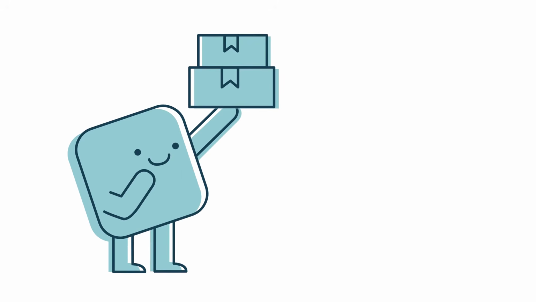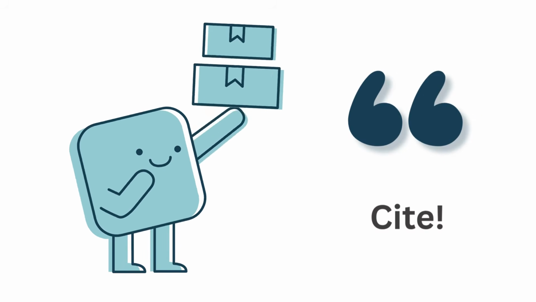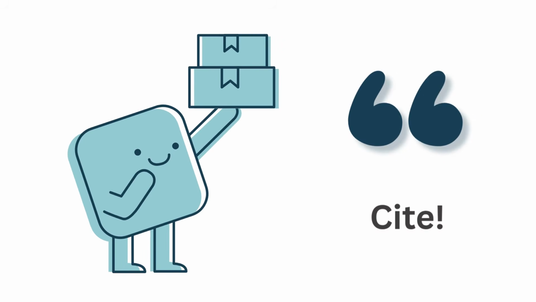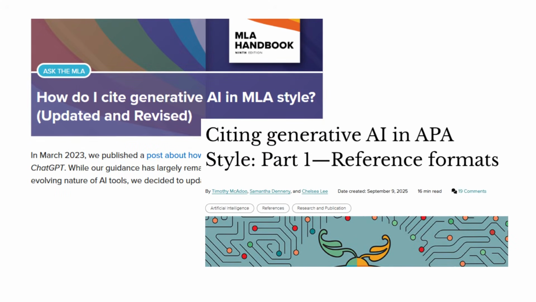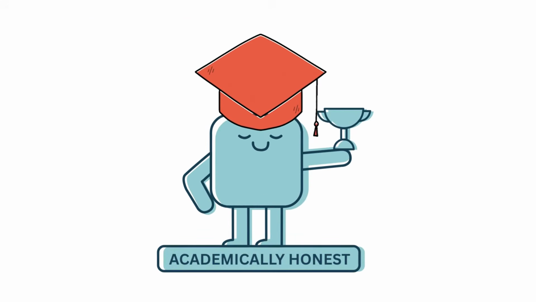Finally, if you do use AI, be sure to cite it just like you would cite any other source. Many citation styles, including MLA and APA, now have specific rules for citing AI, and being transparent and acknowledging that you used it is key to academic honesty.